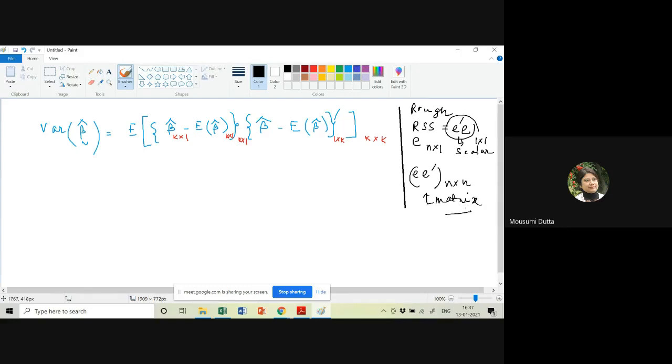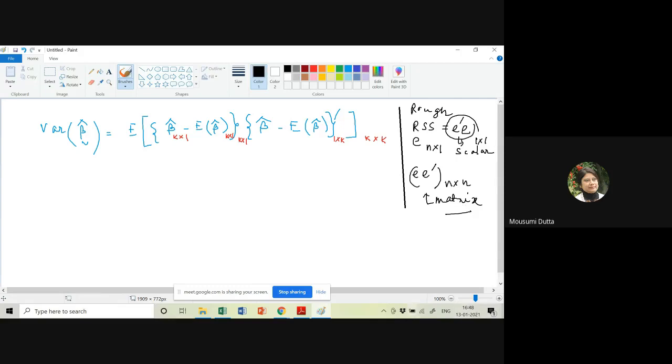So you need to be very, very careful about all these things, whether you need a matrix or a scalar. If you need a matrix, your pre and post multiplication will be something; if you need a scalar, your multiplication rule will be different. Here, we need the variance covariance matrix. Therefore, I'm post multiplying the vector beta hat minus expectation of beta hat by its transpose. Remember these concepts very well because you have to do several things on your own.